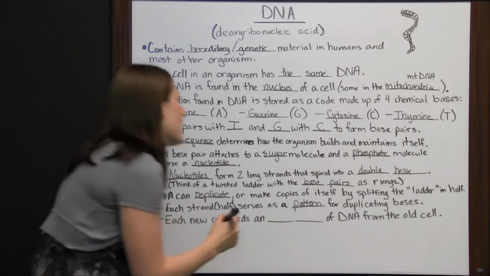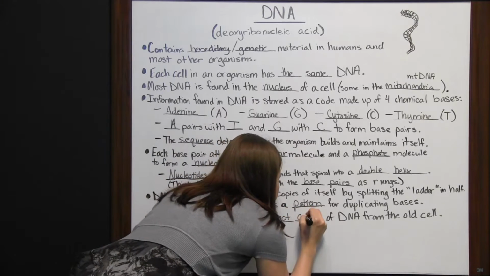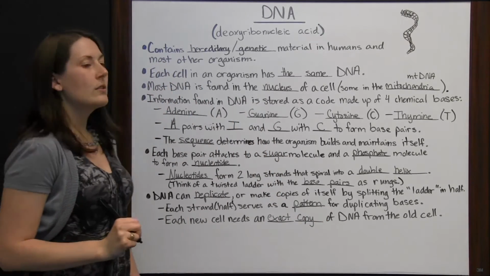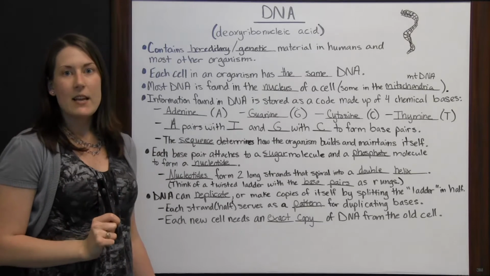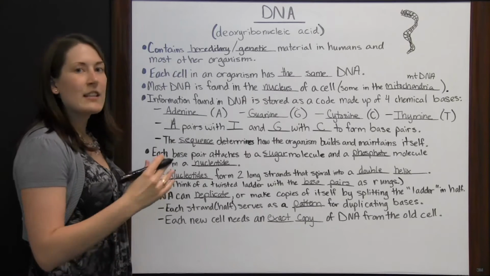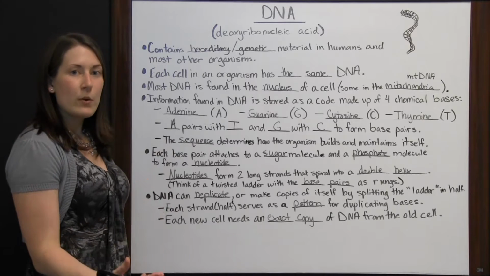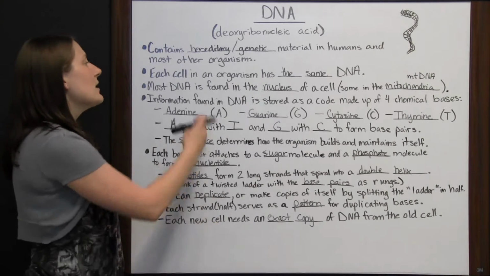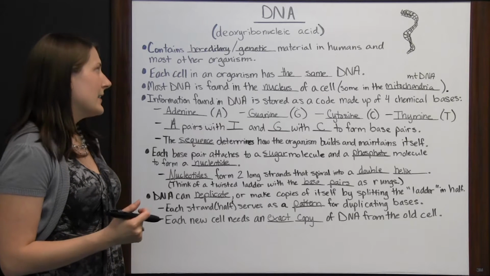And each new cell needs an exact copy of DNA from the old cell. Because remember, each cell in an organism has the exact same DNA. So if the DNA is replicating itself, it needs to give an exact copy to a new cell so that the organism is going to continue to have the same DNA in it.